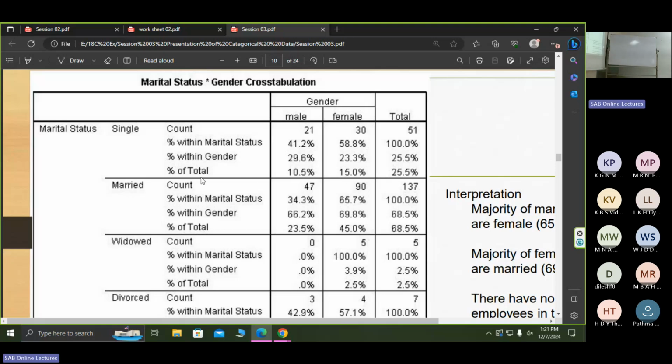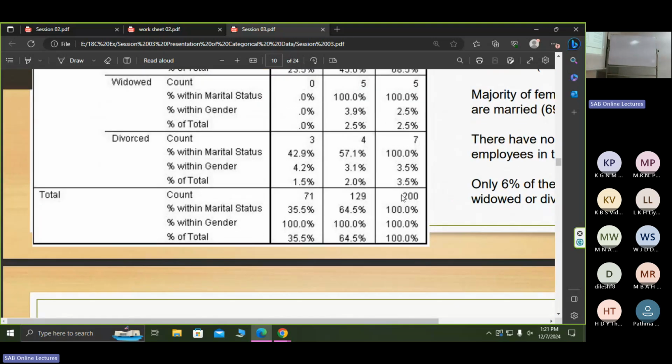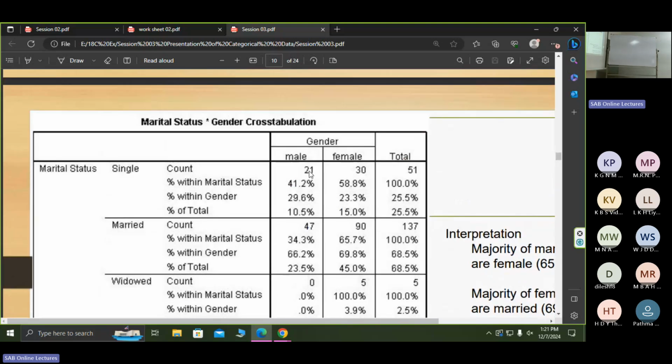Then these values are the percentage of total. It's clear? Okay, then the grand total is 200. Then this category, male and single employees, is 21. It means 21 over 200 equals 10.5%. It means we are considering the whole employees, all the employees in this company. Then 10.5% of the employees are single and male. It's clear? Taking all the 200 employees, 10.5% of them are single and male. Now clear? Okay.